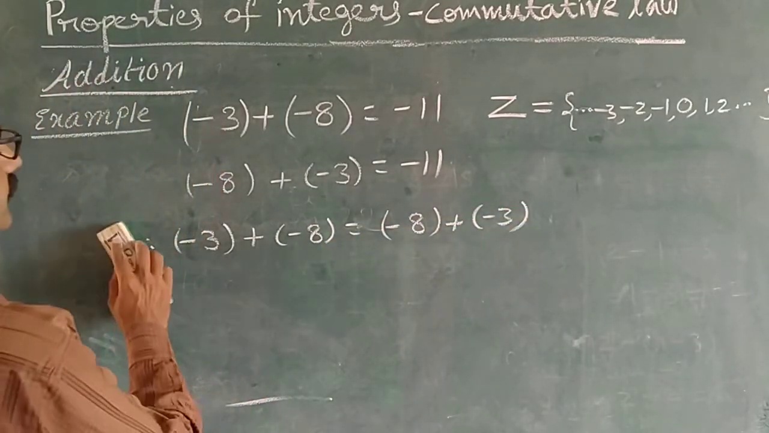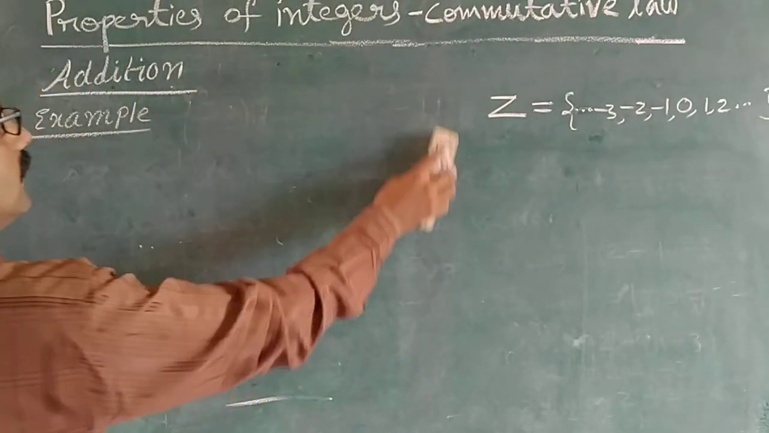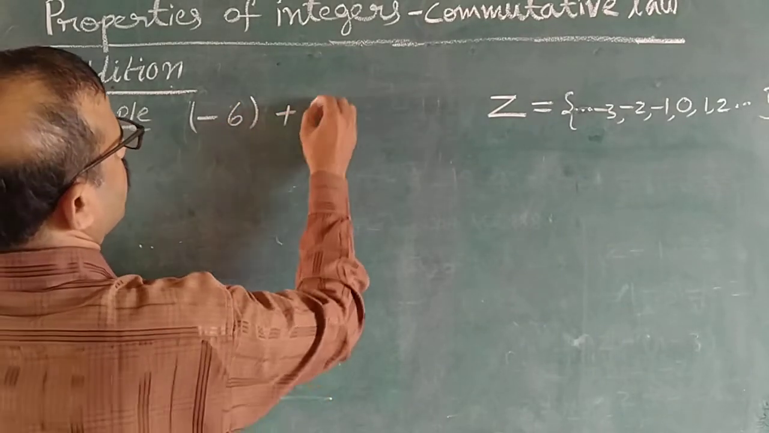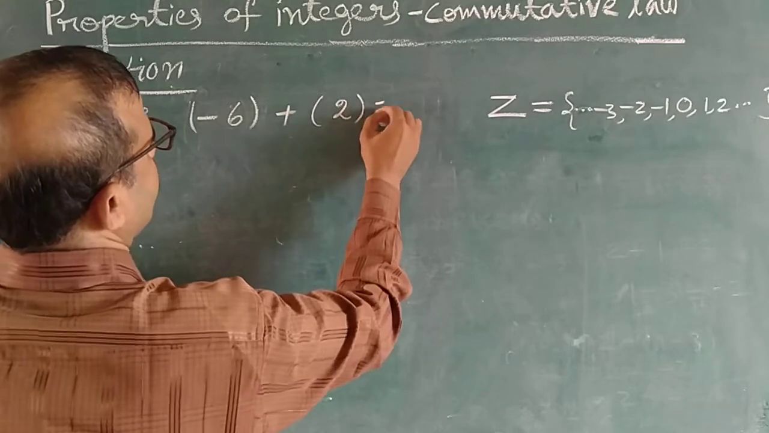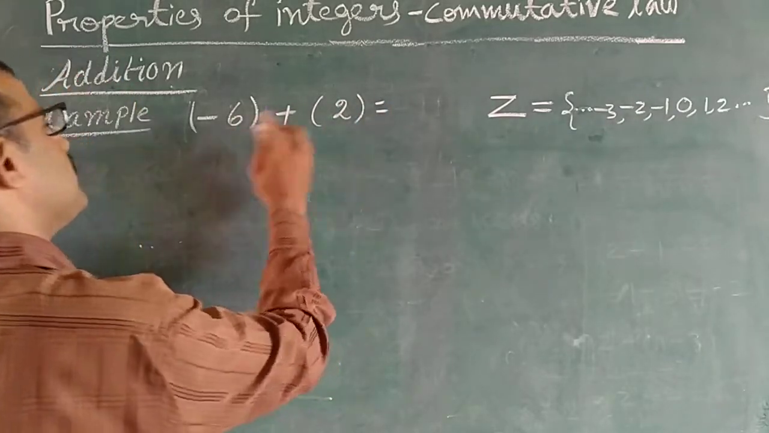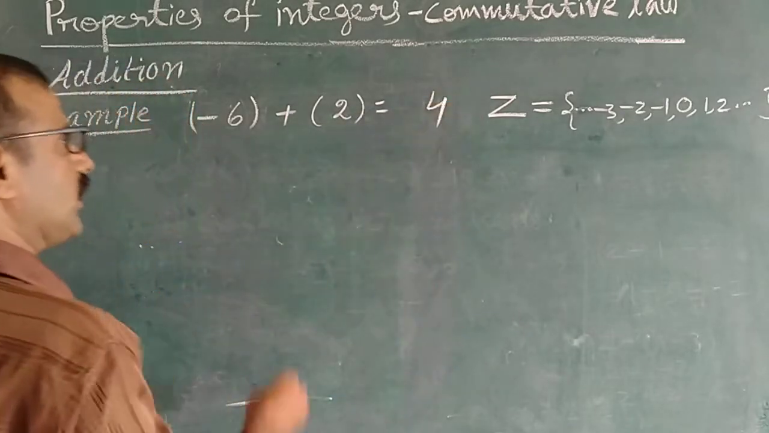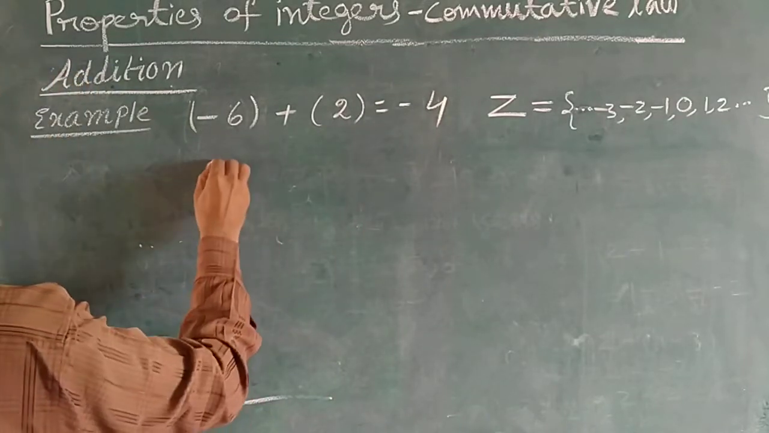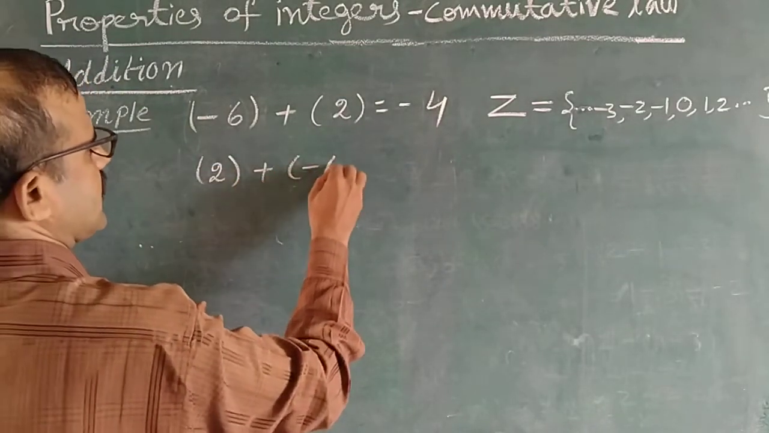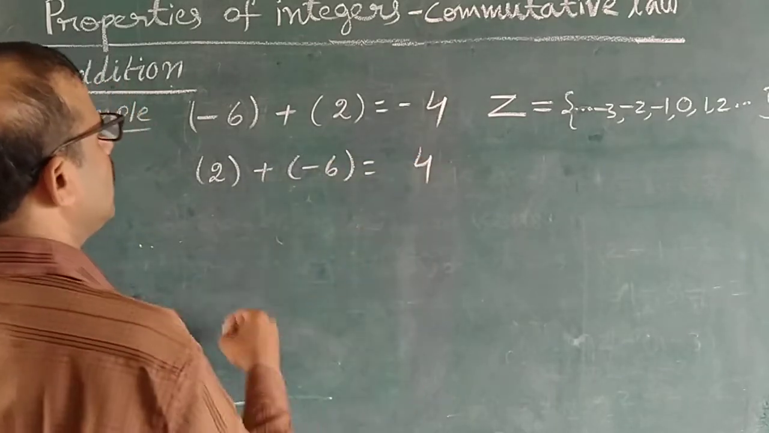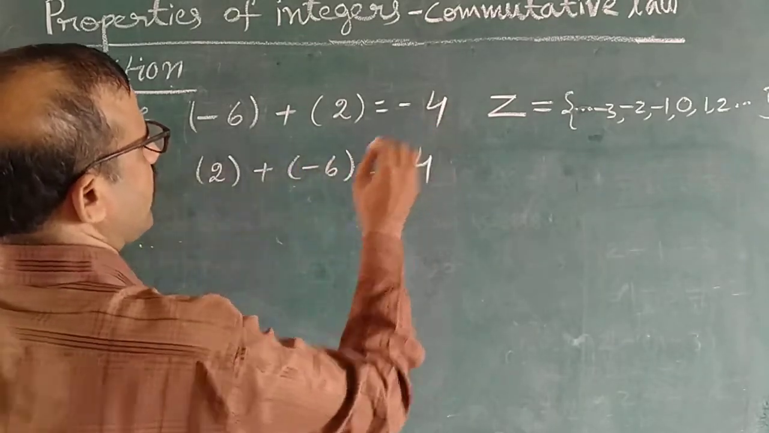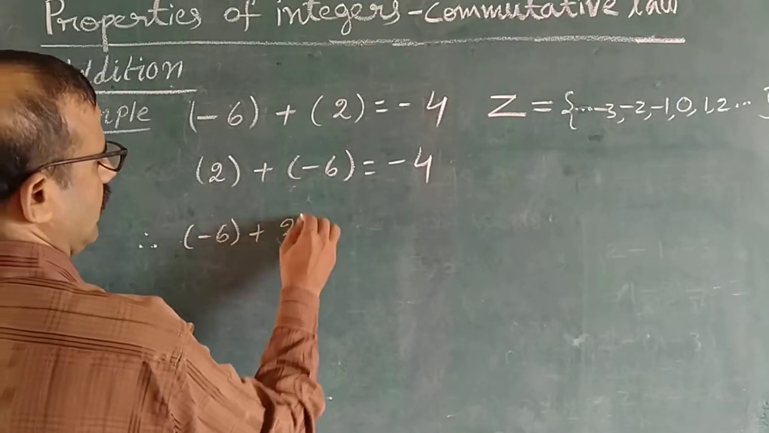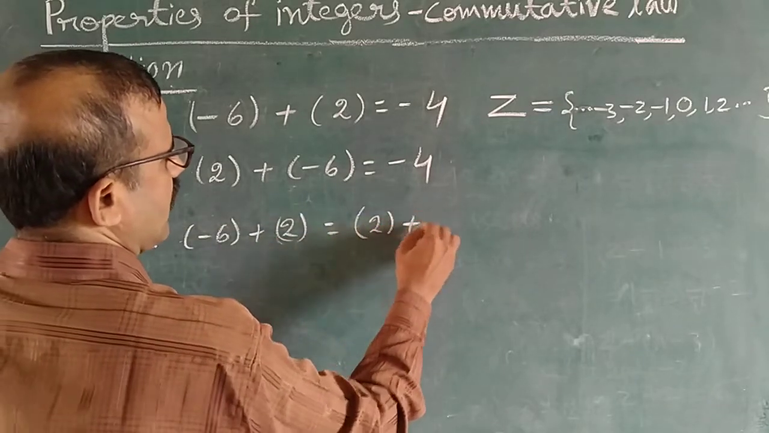Next example. Minus 6 plus 2. One is positive, one is negative, so we subtract: 6 minus 2 is 4. 6 is the bigger number and its sign is minus, so minus 4. Again, we change the order: 2 plus minus 6. That is also 6 minus 2, which is 4, and 6 has the minus symbol, so minus 4. Therefore, minus 6 plus 2 equals 2 plus minus 6.